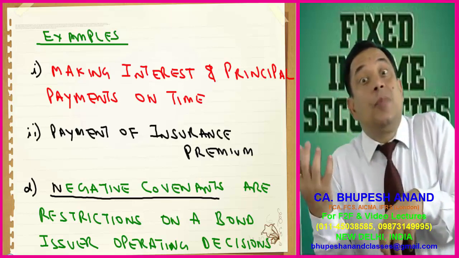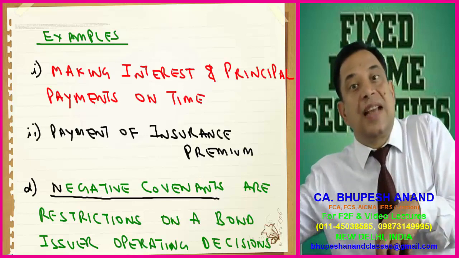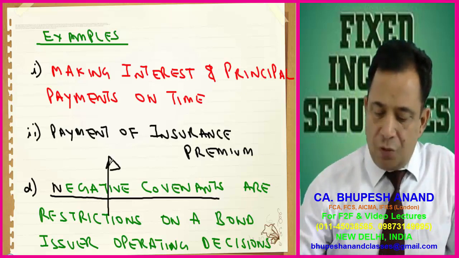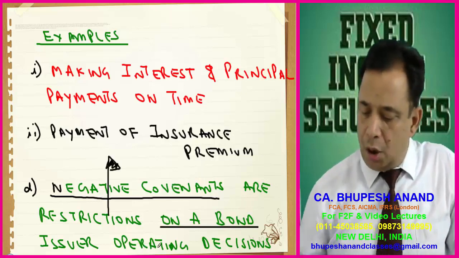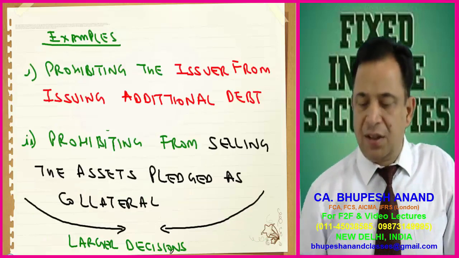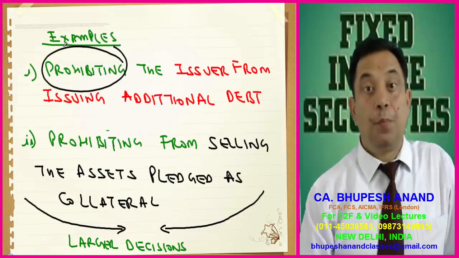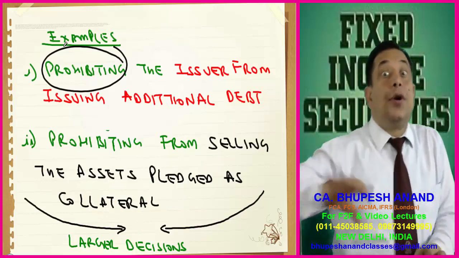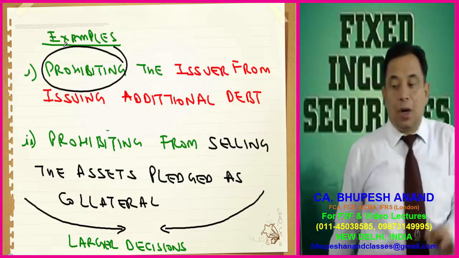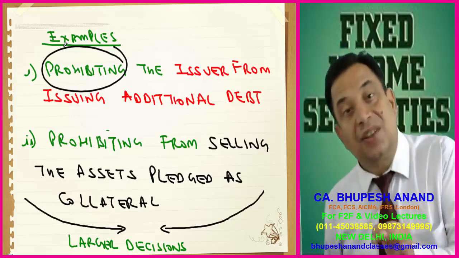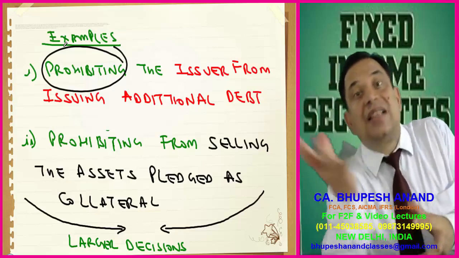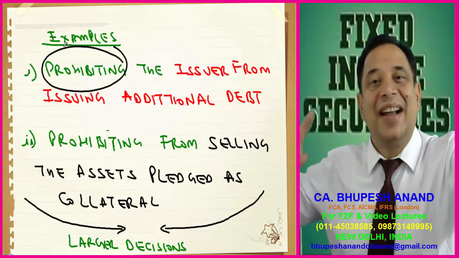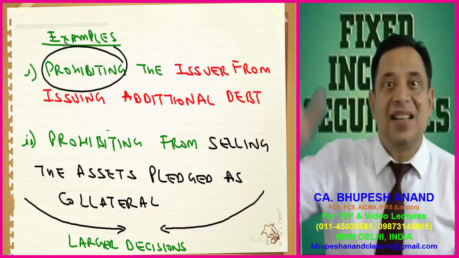Now, what is the meaning of negative covenants? The issuer cannot do this, cannot do this, cannot do this. So negative covenants are restrictions on a bond issuer's operating decisions. For example, prohibiting the issuer from issuing further debt, or from selling the assets pledged as collateral. These are in the larger context. Affirmative covenants are smaller decisions, and negative covenants are larger decisions.